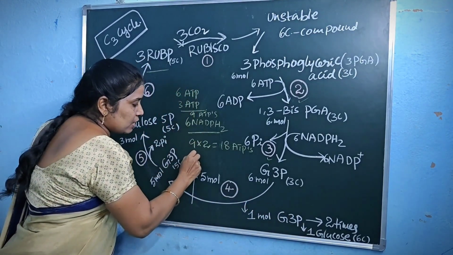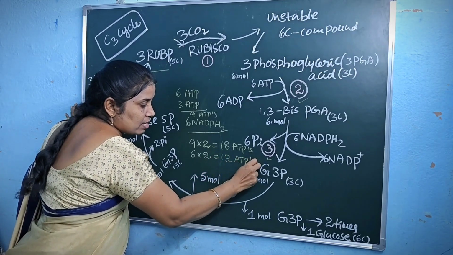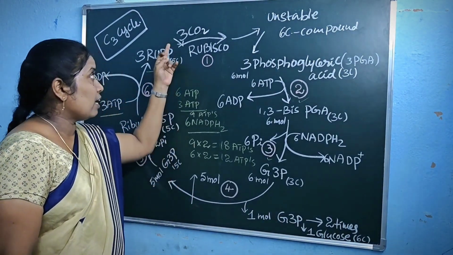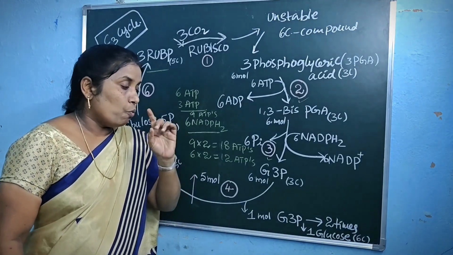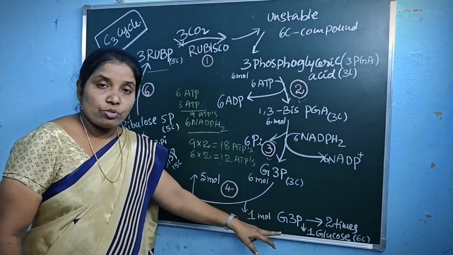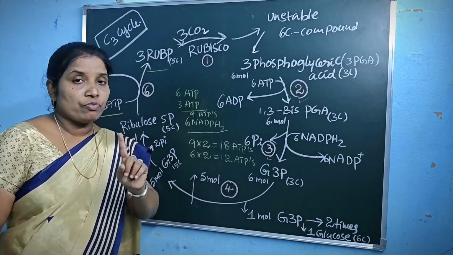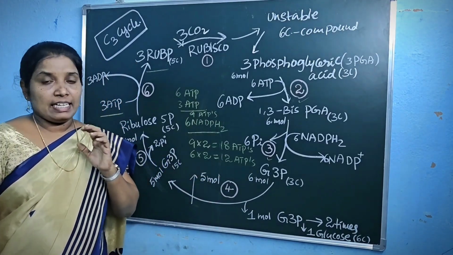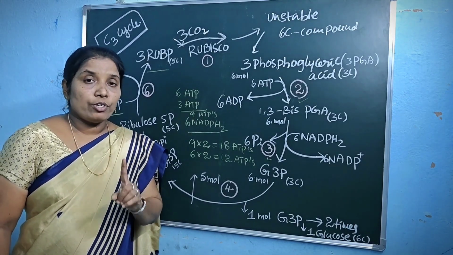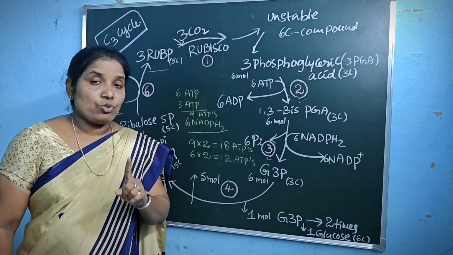And 6 into 2, that is equal to 12 NADPH2 are required for the synthesis of 1 glucose molecule. For every turn, if you take 3 carbon dioxide, one 3-carbon compound, that is G3P, is separated from the cycle. It goes to the cytosol for the preparation of 1 glucose. That's why the cycle has to occur 2 times for 3 molecules of CO2. But in reality, 6 Calvin cycles have to occur, because each time one RuBP accepts 1 CO2. In that case, the cycle has to occur 6 times.